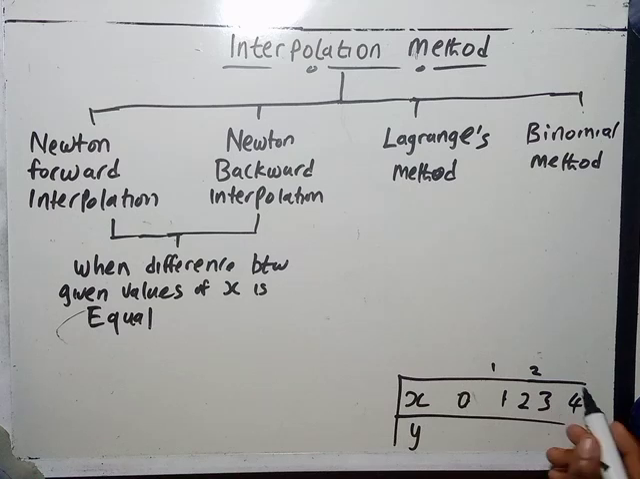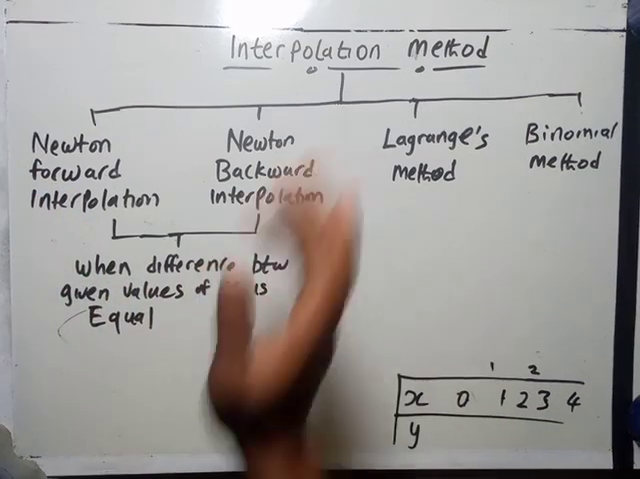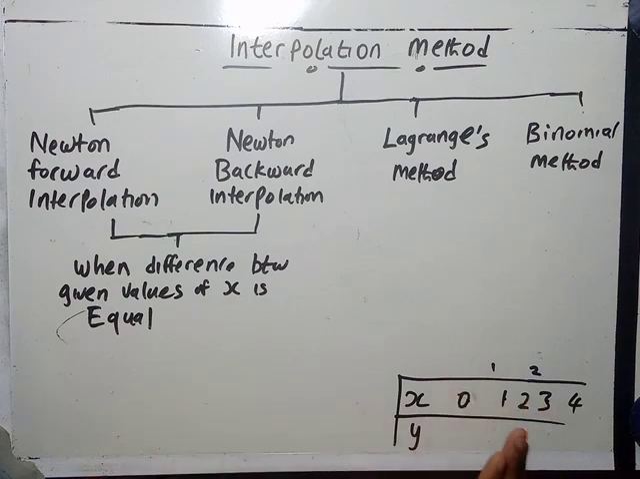And between 3 and 4, it will also be 1. Then in that case, that is when we will use either Newton forward or backward. That is when we use them.